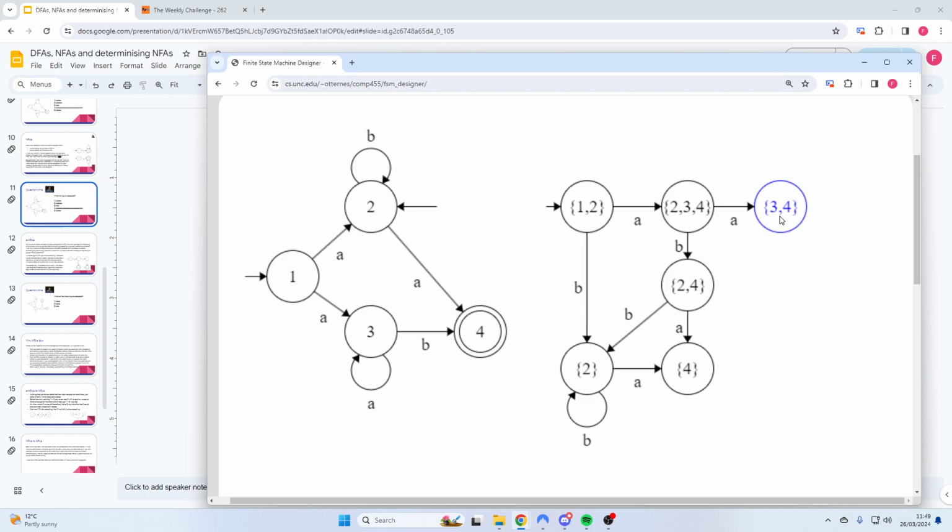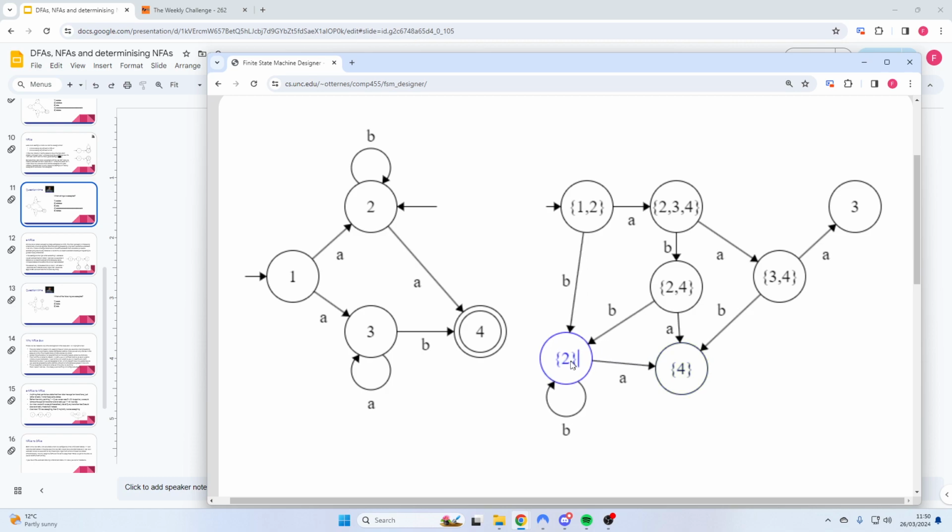So what happens if we're at 3 and 4 and we go A? If we're at 3, we'd go A in on itself. If we're at 4, it'd be rejected. So 3, 4, and A just directs to 3. Sorry, that is meant to be an A. If we're at 3 and 4 and we go B, we just get directed to 4, which already exists down here.